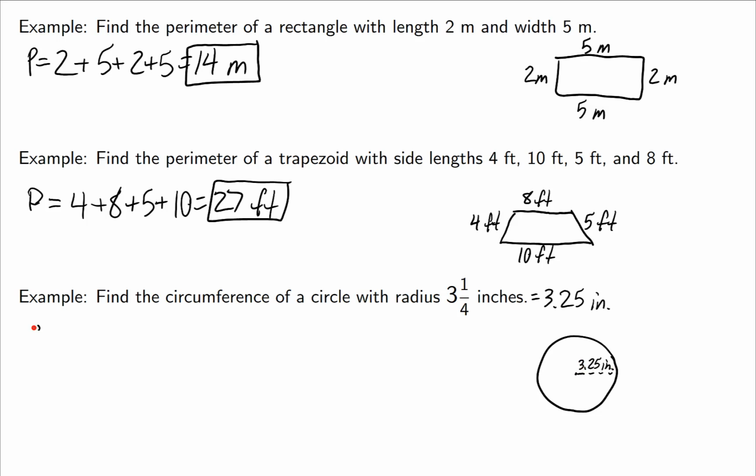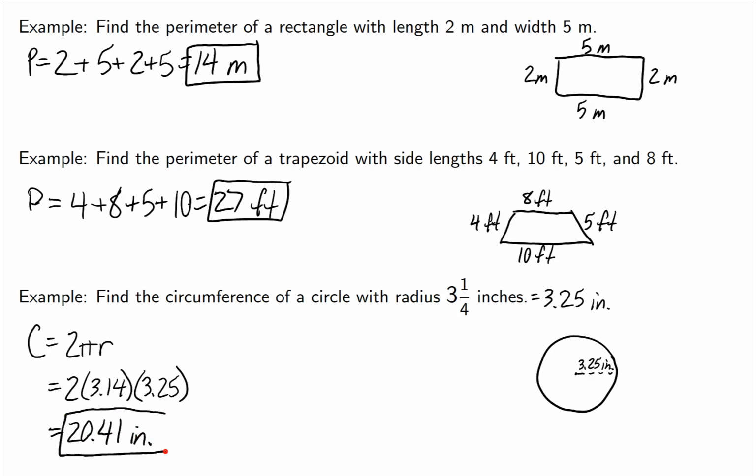We have a circumference. We're given the radius, so let's use 2 pi r. I'll use 3.14 for pi, and the radius is 3.25. I get 20.41 inches. And again, your answer may be slightly larger than mine if you were using the pi key instead of 3.14.